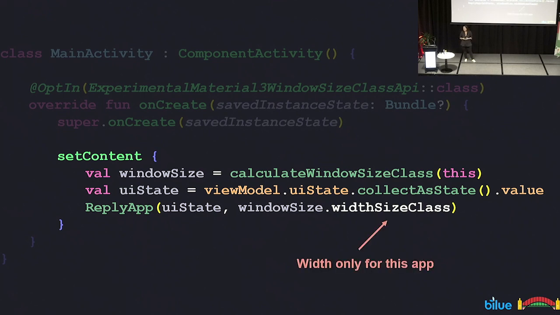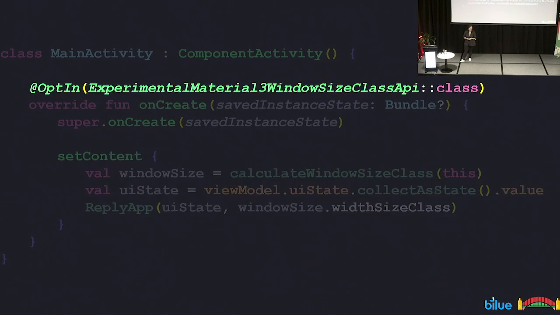For this particular app, I only really care about the width, so I'm just going to pass down the width size class. I don't really care if the height changes because I've got scrolling content, so it'll just naturally respond. This is experimental, so even in the time of me preparing this talk, this may have changed. So you do need to include the experimental annotation here.